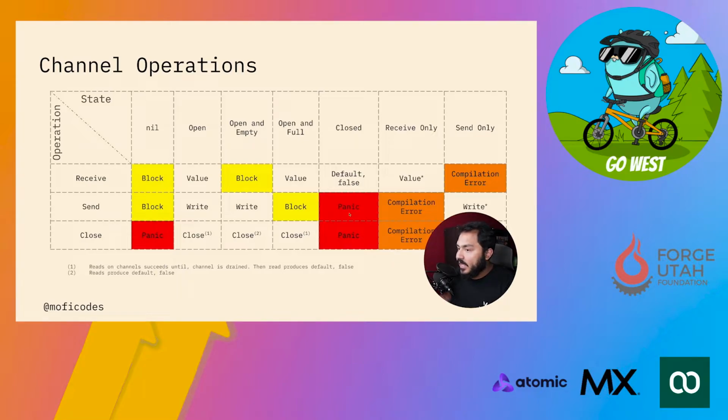A couple of the panic states: when you're trying to send to a closed channel, that's a panic. If you're trying to close a closed channel, that's also a panic. If you're trying to close a nil channel, that will also cause a panic. And there are some blocking conditions. If a channel is open and empty and you try to receive from it, that will block. If a channel is open and full and you try to send to it, it's going to block as well. So you can imagine an unbuffered channel as both open and empty for receive and open and full for send. That's why it blocks if there is no other receiver on the other end.